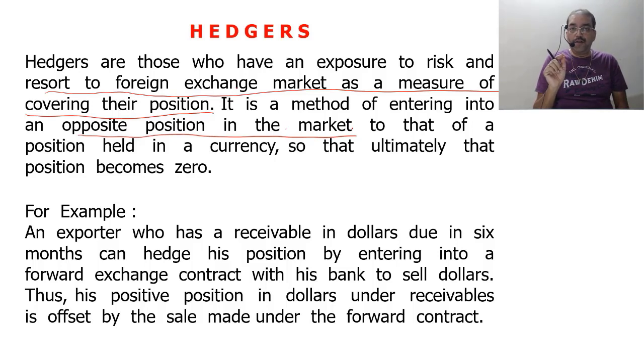An exporter who has a receivable in dollars due in 6 months can hedge his position by entering into a forward exchange contract with his bank to sell dollars. Thus his positive position in dollars under receivables is offset by the sale made under the forward contract. You will see this, but basically the concept of hedgers you have got: a person who has got an exposure to risk. Okay. Now let us see.